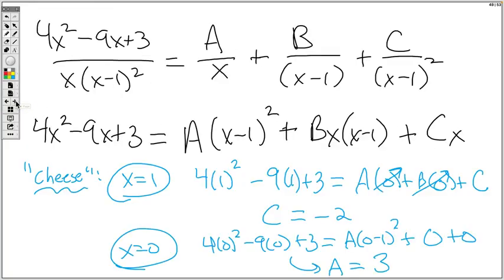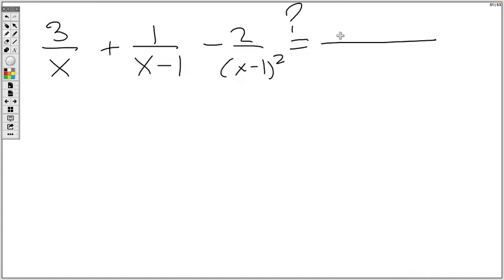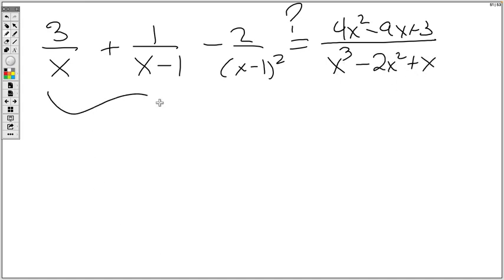this 4x squared minus 9x plus 3 over x cubed minus 2x squared plus x. So you could get your common denominator there. That would be reversing your partial fractions. Or you could graph on Desmos the left-hand side, graph on Desmos the right-hand side, and see if the two graphs do what? Match up. You follow? So either way you want to do it.